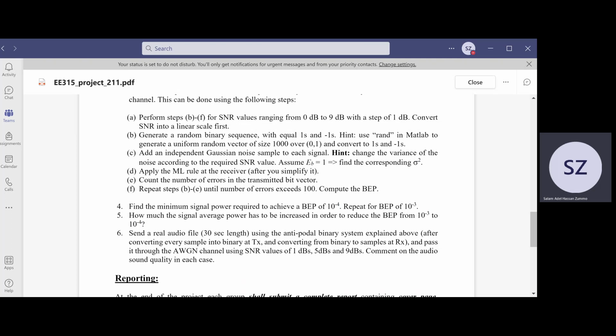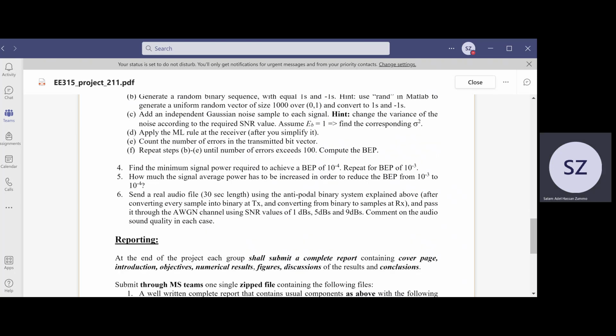Now change the SNR after that to the next value and repeat the process. You will have another probability for this SNR. Change the SNR until you get a graph showing the probability of error versus SNR. Okay. Now, for a specific probability of error, I take 10 to minus 4. What should be the minimum signal power? Repeat for 10 to minus 3.